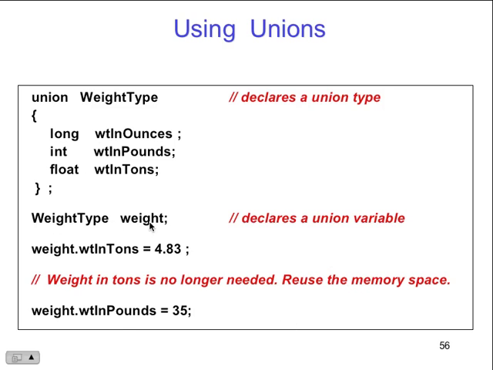So at this point, we have allocated memory for weight. We've allocated space for all three, theoretically. When we declare it, it says, oh, we're going to use float. Then we can get rid of the rest of it. We don't have to waste that memory. So weight in pounds is equal to 35. Now we get rid of it, we change it, and now it's stored in integers instead of floats. So we morph it and we change it.